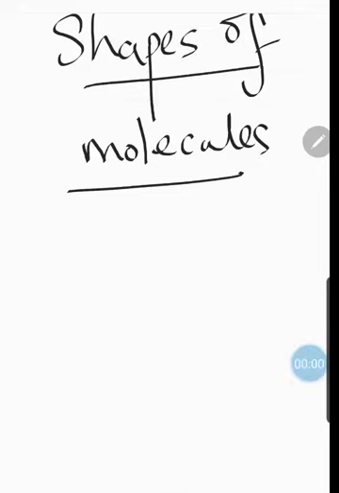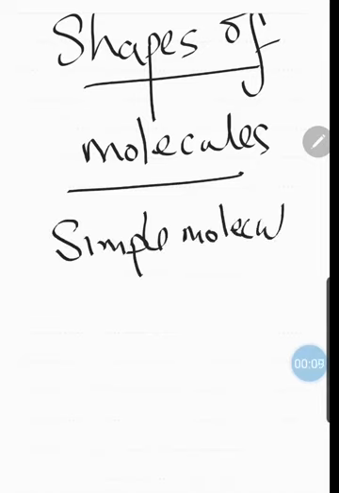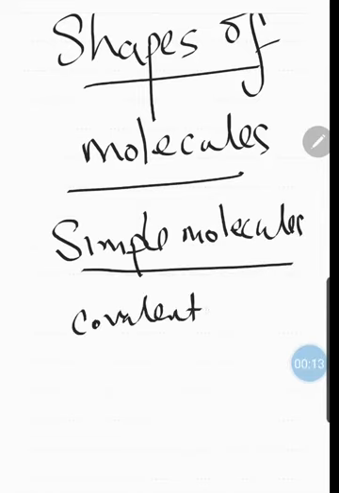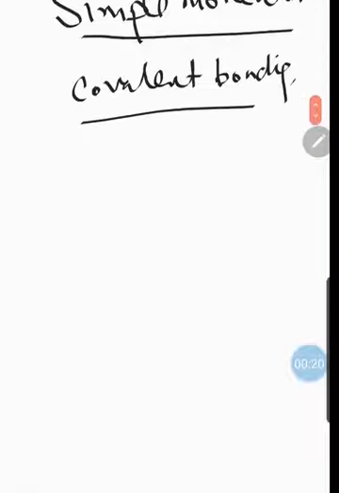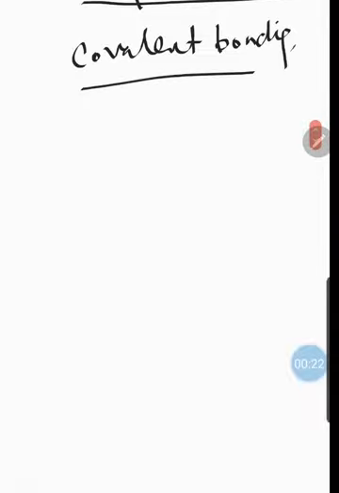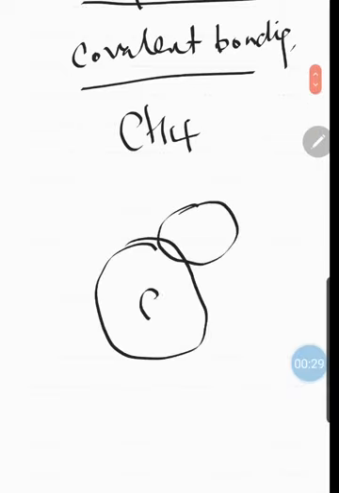So in this video we're looking at shapes of molecules. Rather, we're looking at simple molecules. And what we know about simple molecules is they are covalently bonded. So, a recap of our understanding of covalent bonding. Let's use an example of methane. This is where carbon has 4 hydrogens.